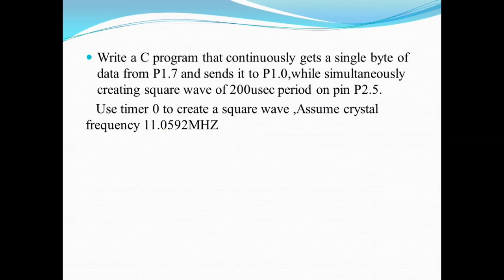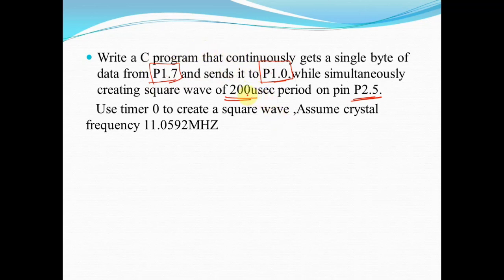Now we are discussing this timer interrupt with the help of a programming example. In this example, we are taking a single byte from port pin 1.7 and sending it to port pin 1.0, and simultaneously we are going to generate a square wave of 200 microseconds on port pin P2.5. So we are doing both these tasks simultaneously. The controller is busy in the main program reading the port pin 1.7 and sending the data to pin 1.0 continuously.